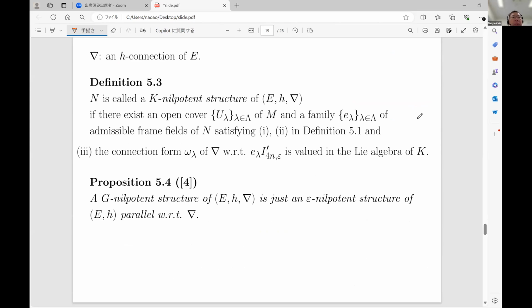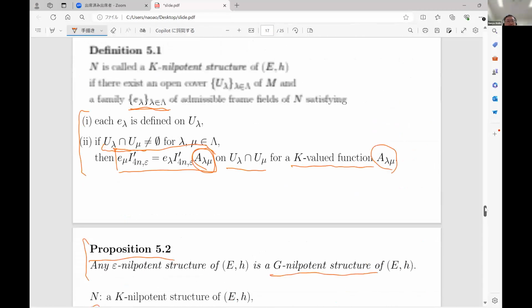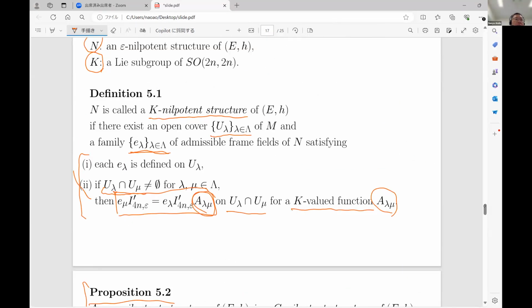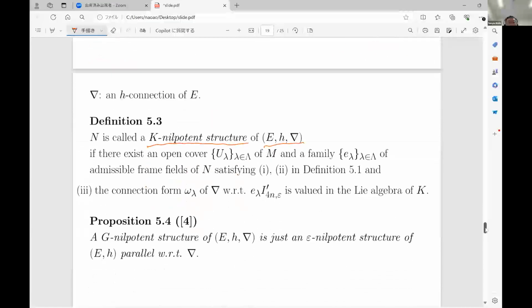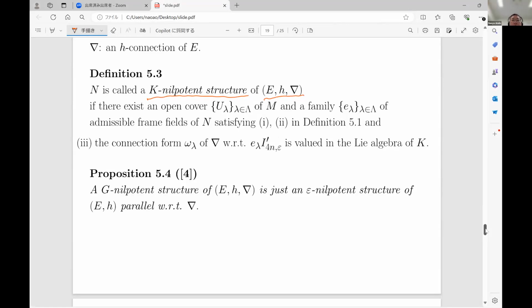Let nabla be an H connection of E. Then N is called a K-nilpotent structure of EH nabla if there exists an open cover U lambda of M and a family small e lambda of admissible frame fields of N satisfying these two conditions, the above conditions 1, 2, and the third condition.